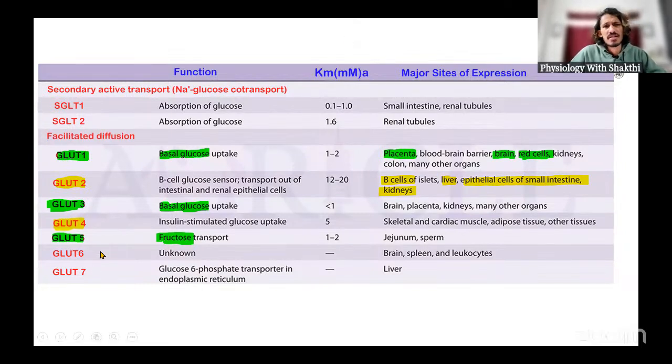So these are various transporters. You can see here sodium glucose transporters. So that is an example of a secondary active transport. Sodium glucose transporter is an example of a secondary active transport. So this SGLT2 is something that is there in the renal tubule. GLUT is an example of a facilitated diffusion, a transport protein, carrier protein.